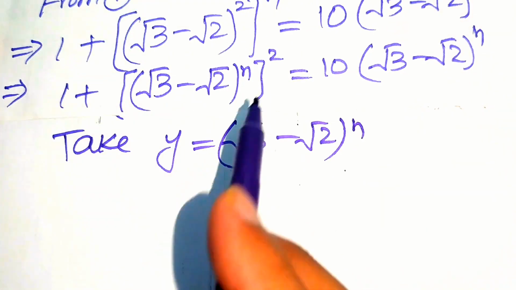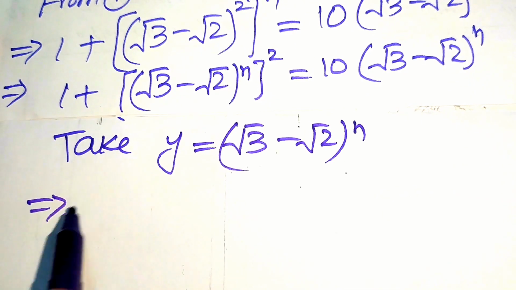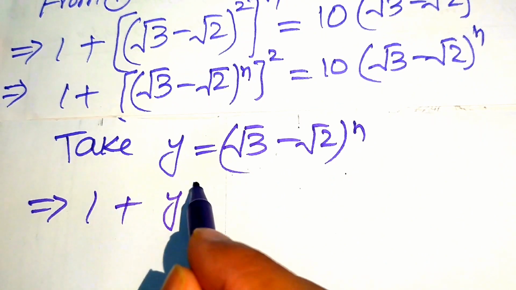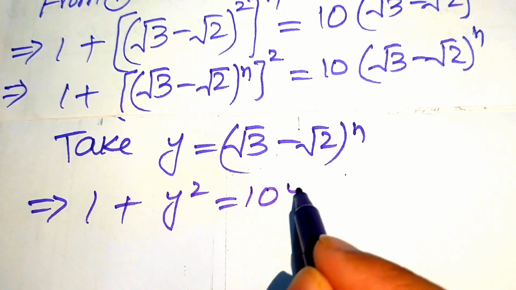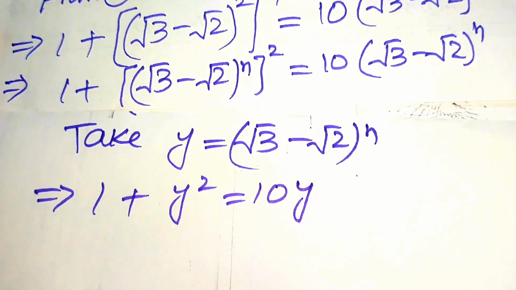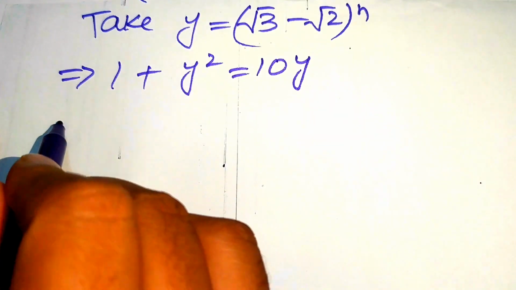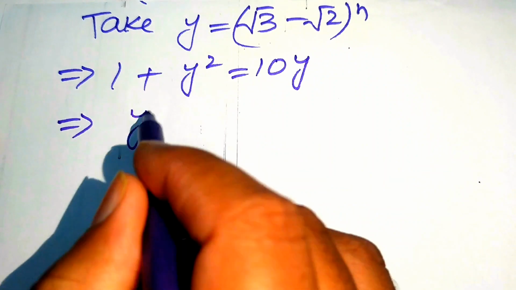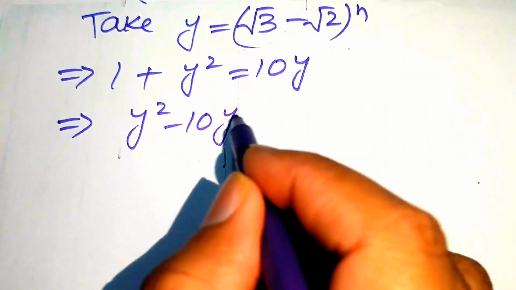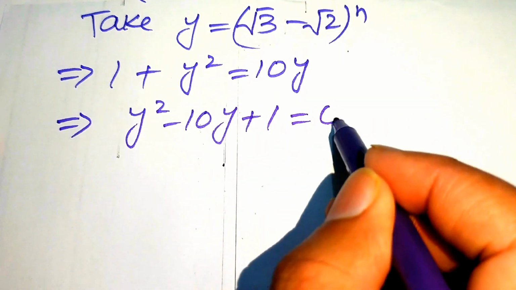So when we substitute this value here, our above equation becomes 1 plus y squared equals 10 times y. Now we need to solve this quadratic equation, so we rearrange the terms and we get y squared minus 10y plus 1 equals 0.